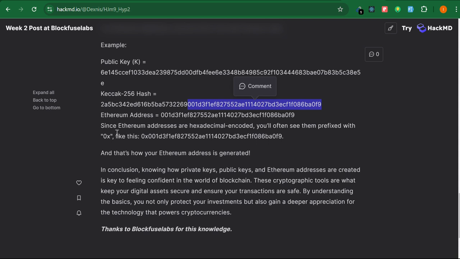Now, in most cases you notice that Ethereum addresses always start with 0x. This indicates that Ethereum addresses are hexadecimal encoded, and you often see them prefixed with 0x. So when you select the last 20 bytes of the Keccak hash, what you do is just prefix it with 0x, and that becomes our Ethereum address. And that is simply how Ethereum addresses are generated.